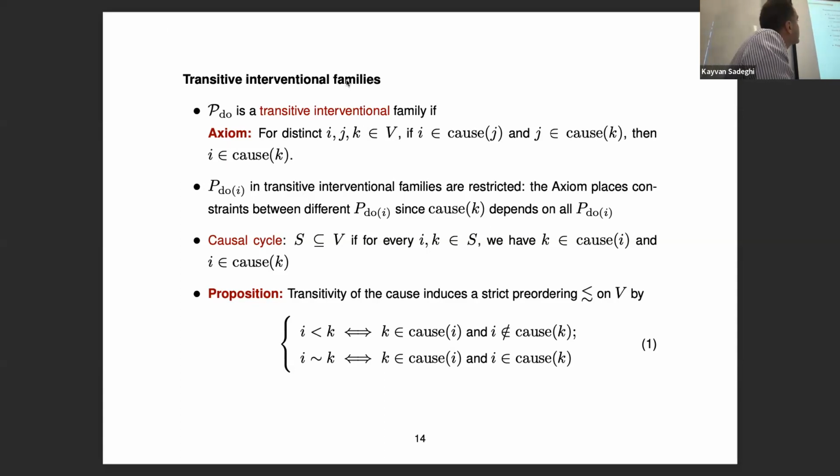Okay, and we can have causal cycles in this setting. We can choose families that lead to causal cycles, right? If K is a cause of I and I is a cause of K, then you have a causal cycle, of course. So this imposes or induces a pre-ordering on V. If K is a cause of I, we can say K is more than I. And if I is not a cause of K... If they're causes of each other, then they're in the same equivalence class. So that's your causal ordering, really. Okay. So that's how we define cause.